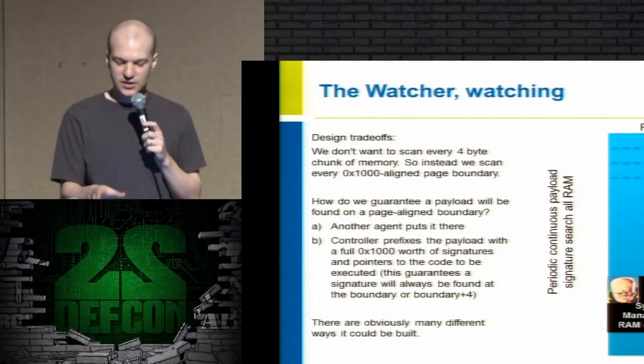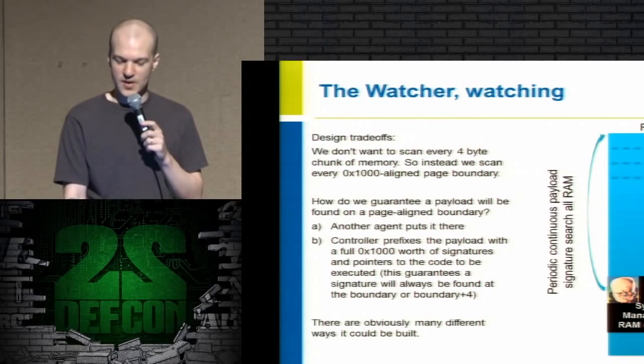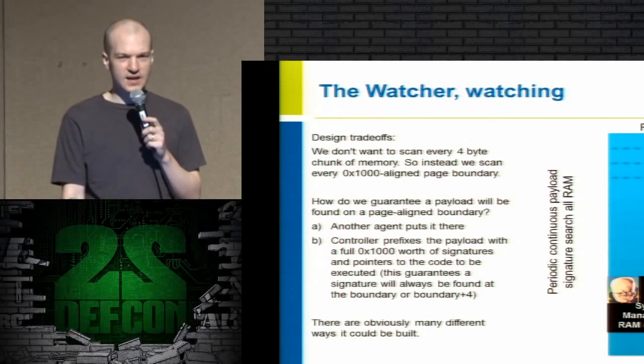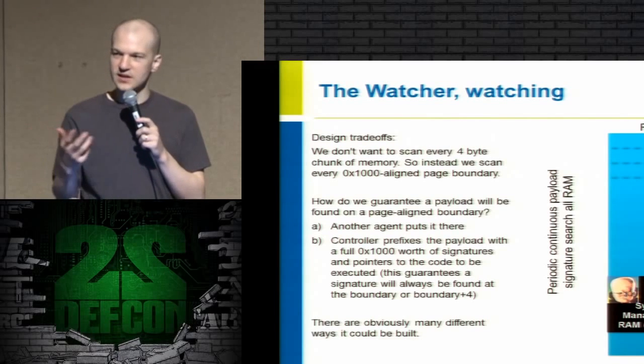Right, so I'll just speak a little bit about what we did in terms of design trade-offs. Right, so it's scanning memory. Well, you don't want to scan all of memory. That's going to take too long. So we want to scan on page boundaries, every hex 1000 chunk of memory. And so Watcher is just sitting here running in the background, scanning every hex 1000 chunk of memory for magic signatures. And so the controller somehow positions data into your memory, right?